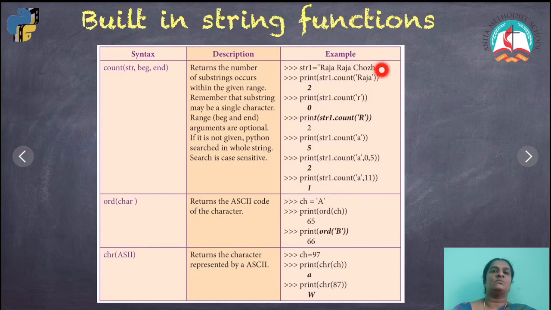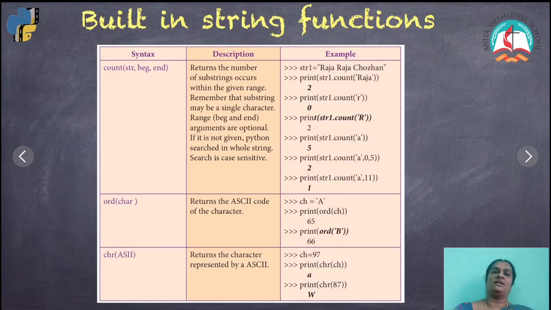So here small r, there is no small r in this string. Capital R, again 2 times. And then it is counting how many small a's are there. So here 1, 2, 3 and then 4 and you have 5. So 5. And then the start value and end value are given, beginning and end. In between this, how many a's are there? So for a, 11. So a is the substring, and how many are there? 1. So it's printed as 1.